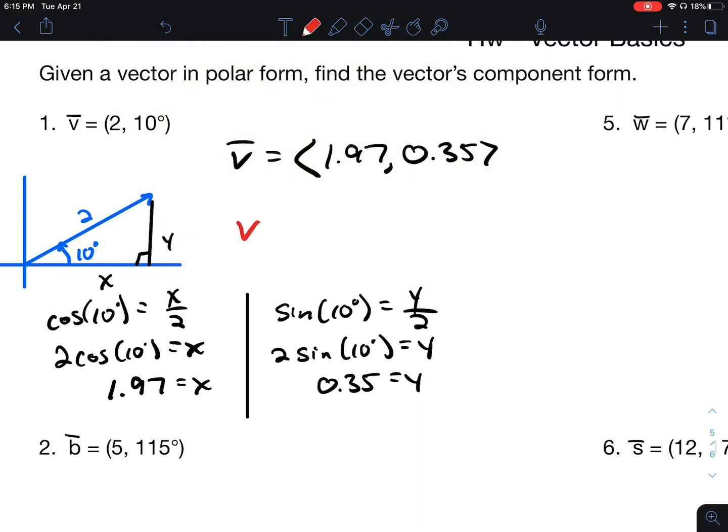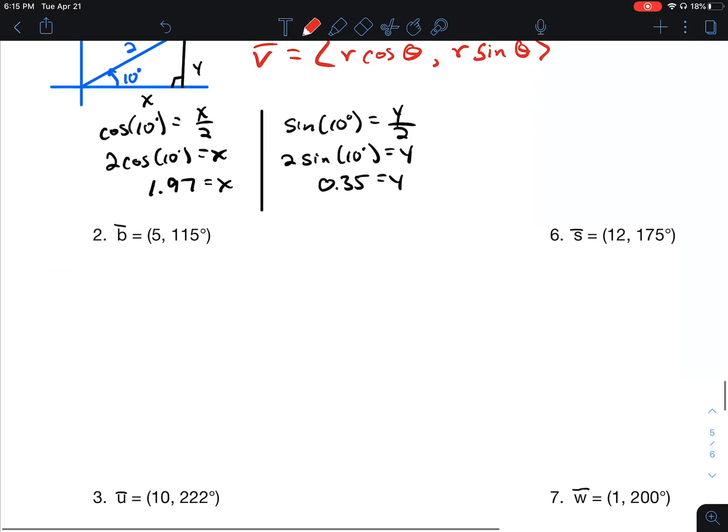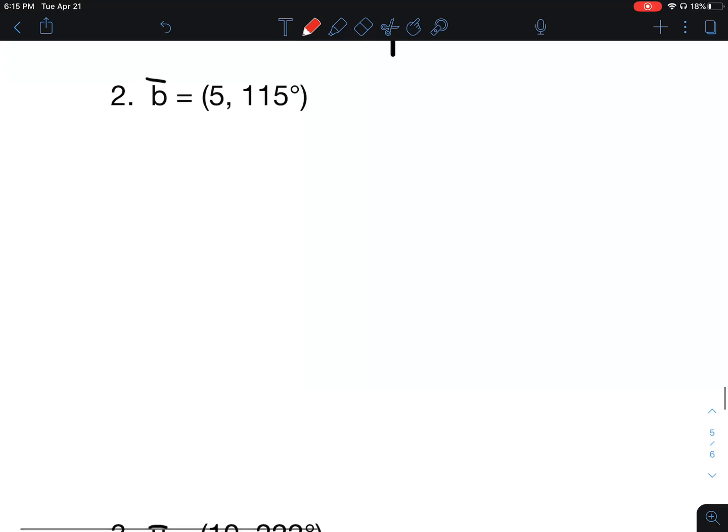The short version of this is if you want to know the component form of a vector, it's the radius times cosine of the angle followed by the radius times sine of the angle. So we're going to do the short version for the rest of these.